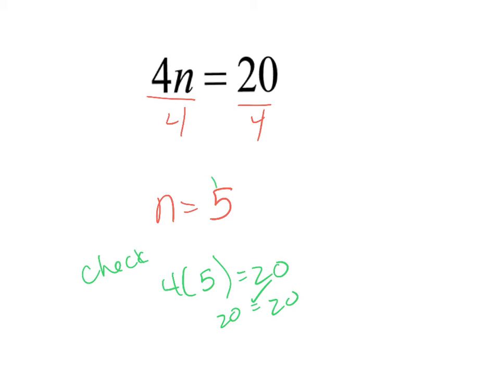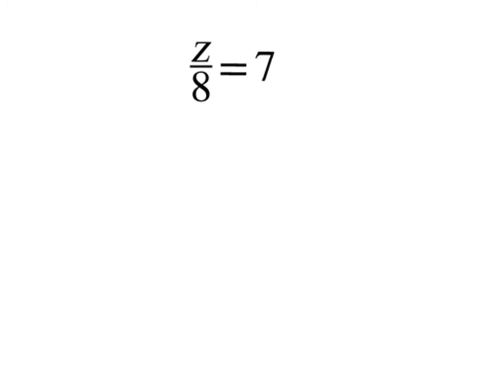Hopefully you got n equals 5. N is your variable. You want that by itself. On the same side of the equal sign with the n is a 4. The 4 is attached to the n through multiplication. The inverse of multiplication is division. So I did the same thing to both sides. I divided both sides by 4. 4 divided by 4 is 1. I'm left with n. N equals 20 divided by 4, which is 5.